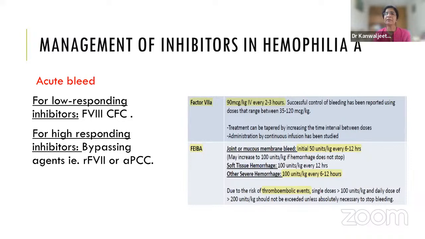Its half-life is short, 2 to 3 hours, so it needs to be replaced more frequently. Whereas FEIBA has a higher half-life of 6 to 12 hours. It can be given in BD doses. But there is risk of thromboembolic events. As you can see, they both have activated factors 7 and 8.